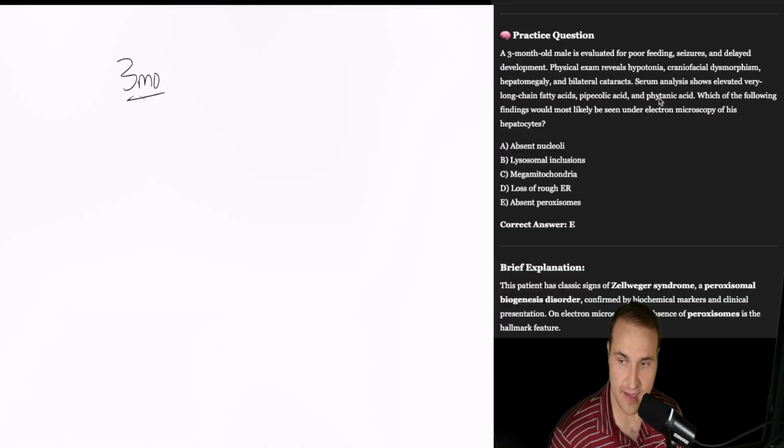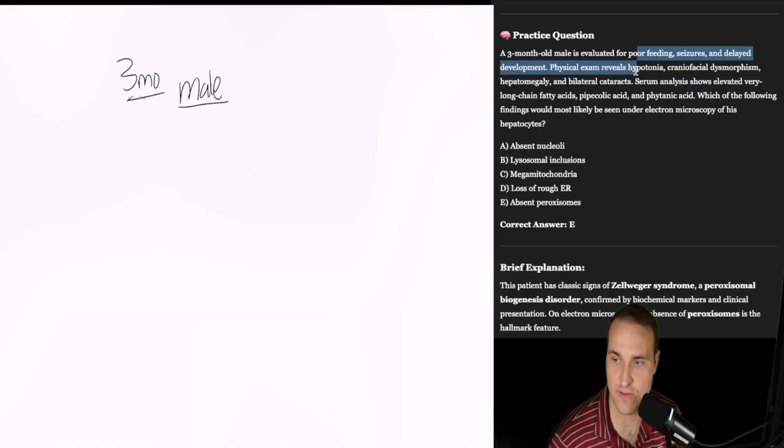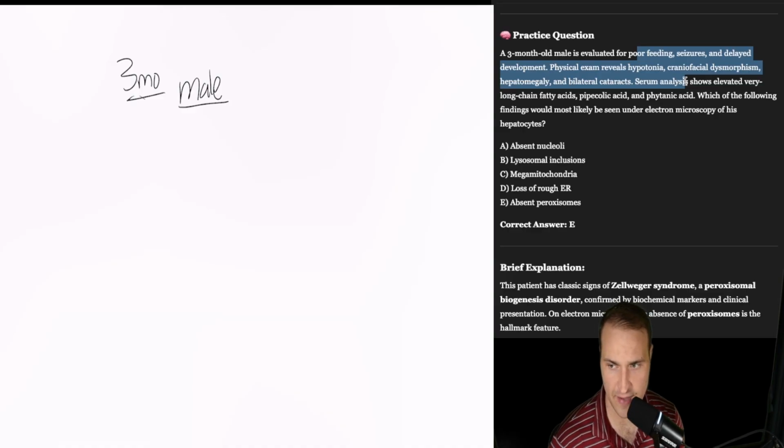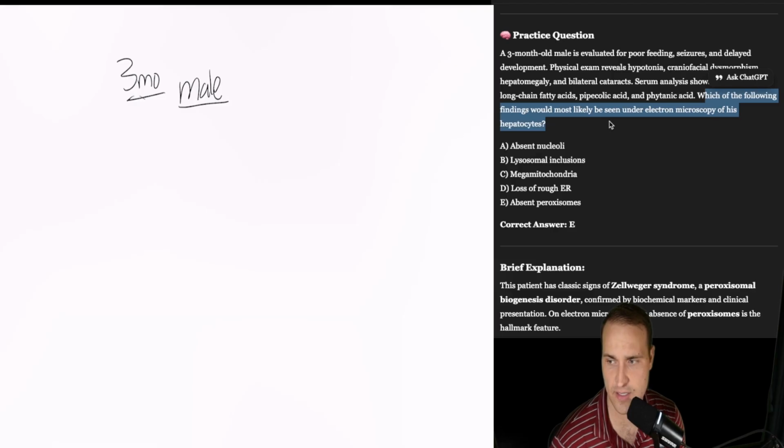We can dive in. Here we have a 3-month-old male evaluated for poor feeding, seizures, delayed development. Physical exam shows hypotonia, craniofacial dimorphism, hepatomegaly, and bilateral cataracts. Serum analysis shows elevated very long chain fatty acids, and we got some acids as well, which the following findings is seen under electron microscopy of the hepatocytes. So this is Zellweger syndrome.